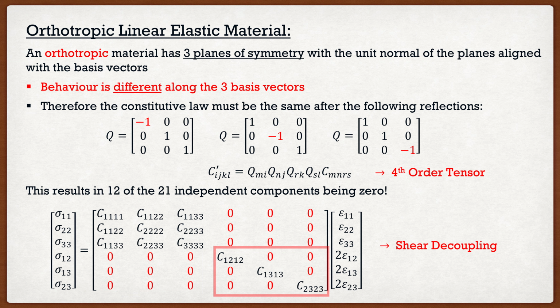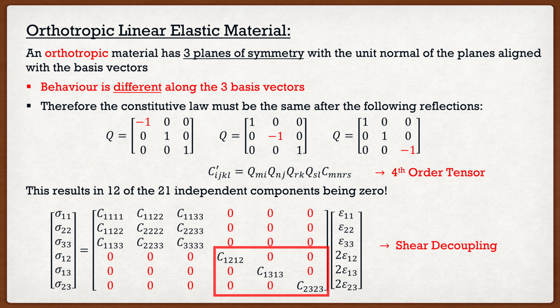The other one we can see is we have a bunch of zeros in the shear components. What does this mean? Well, it basically means that sigma 1, 2, the shear stress 1, 2, is actually directly proportional to the shear strain epsilon 1, 2. Now, notice that 1, 2 is only proportionate to 1, 2. We don't have sigma 1, 2 equal to something times epsilon 1, 3.